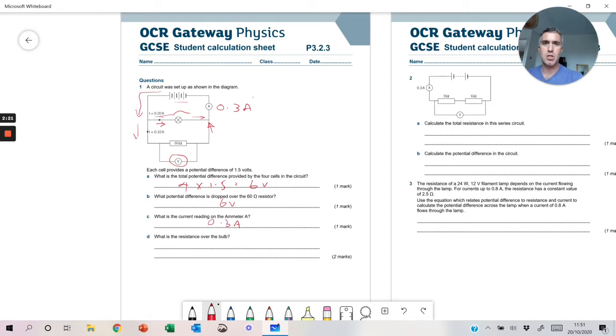What is the resistance over the bulb? The resistance, so you need to use the equation V equals IR. We need R, so V, I, R is the little triangle. And if we do V over I, that gives us R. So the voltage is, as we just said, 6 volts, because it's 6 volts in each, and I, we want the bulb, so it's 0.2. 6 divided by 0.2 is 30 ohms. Nice.